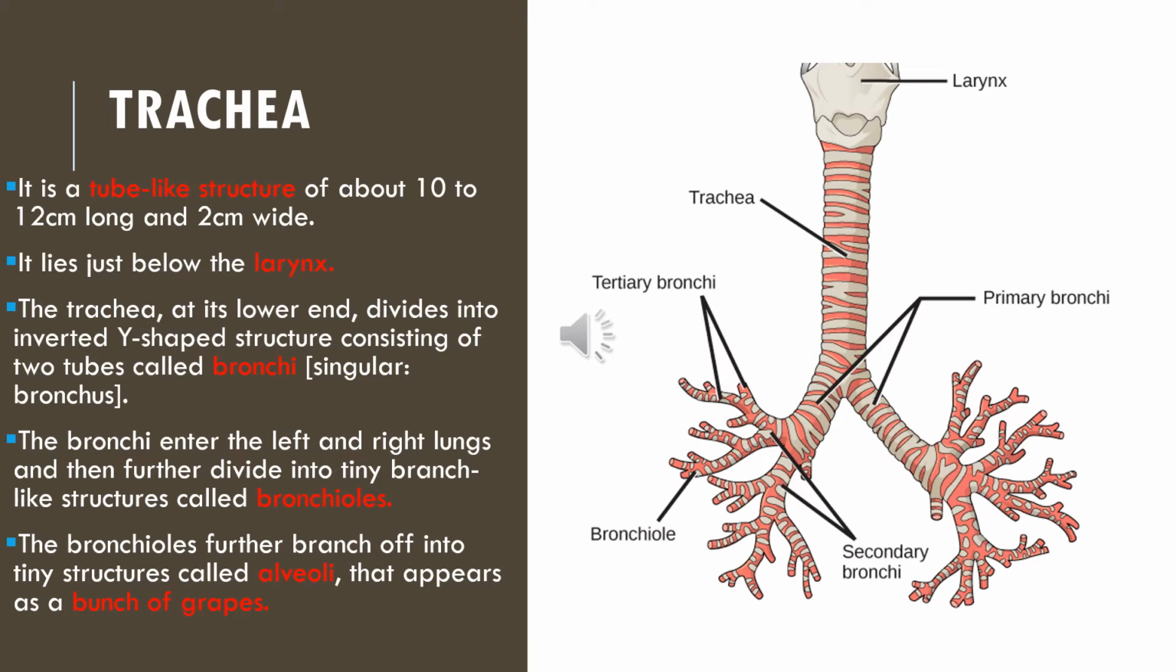Trachea. Trachea is a tube-like structure of about 10 to 12 cm long and 2 cm wide. It lies just below the larynx. The trachea at its lower end divides into an inverted Y-shaped structure consisting of two tubes called bronchi. The bronchi enter the left and right lungs and then further divide into tiny branch-like structures called bronchioles. The bronchioles further branch off into tiny structures called alveoli that appear as a bunch of grapes.